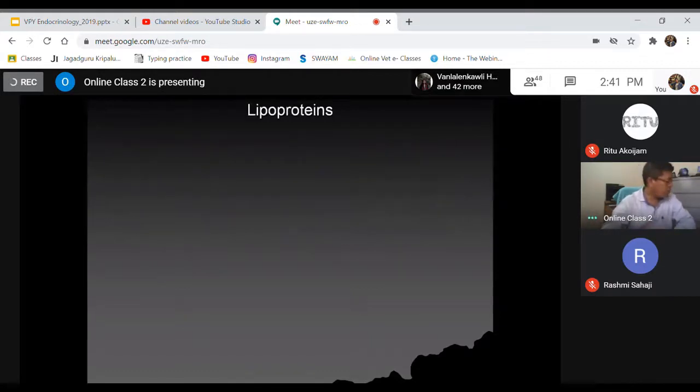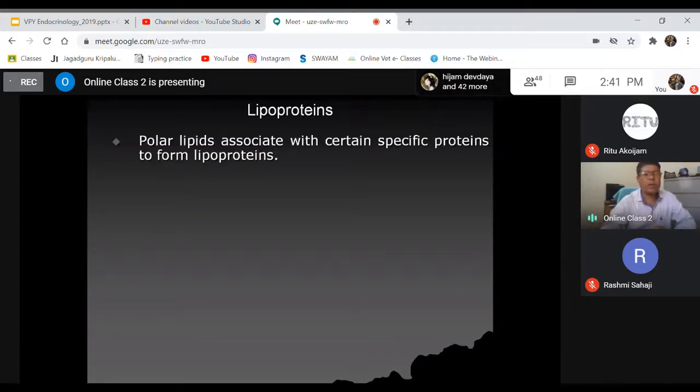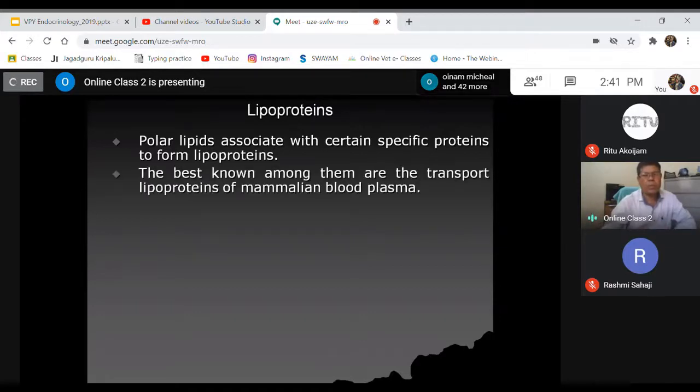Now next comes the lipoproteins. These are polar lipids associated with certain specific proteins to form the lipoproteins. The name itself suggests it contains the protein, so it is a combination of lipids with protein. The best known among them are the transport lipoproteins. There are different types of lipoproteins.